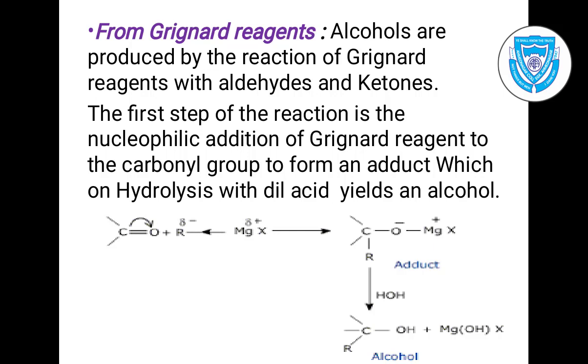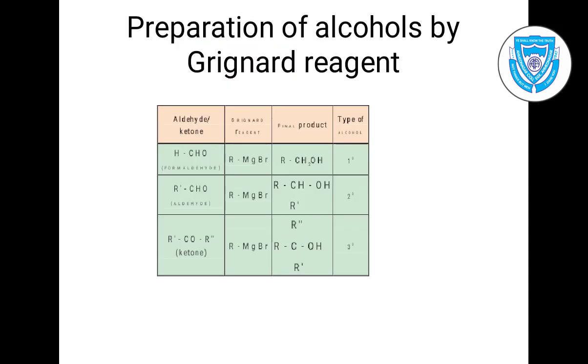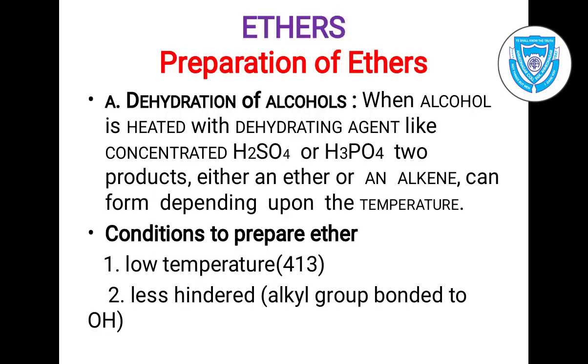Before we start with the next method, here we have mentioned that the preparation of alcohols by Grignard's reagent can give primary, secondary and tertiary alcohol. If you use formaldehyde as the starting product, you'll get primary alcohol. If you use aldehyde as the starting product, you'll get secondary alcohol. If you use ketone as the starting product, it will give you tertiary alcohol. Now we'll move on to the methods of preparation of ethers.